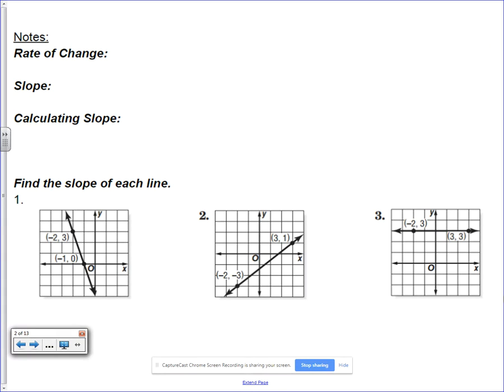Okay, today we're going to skip that warm-up for the sake of time. You can see your vocabulary in the middle of the page. I have rate of change and slope, as well as calculating slope. Rate of change and slope mean the same thing. Slope is rate of change, and rate of change is slope. We just had vocabulary like that yesterday. Do you remember how x-intercept meant 0 and 0 meant x-intercept? Kind of got the same thing going on.